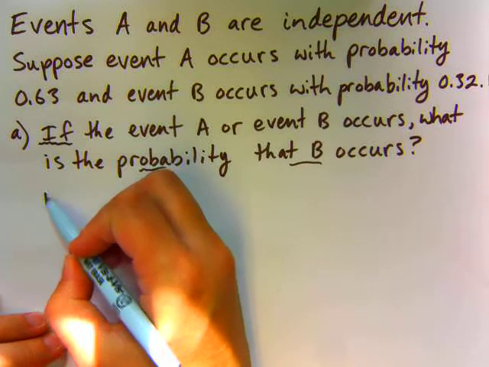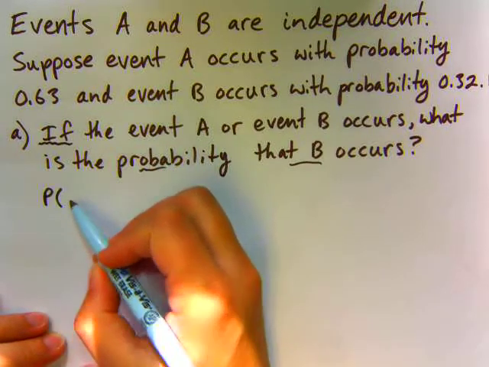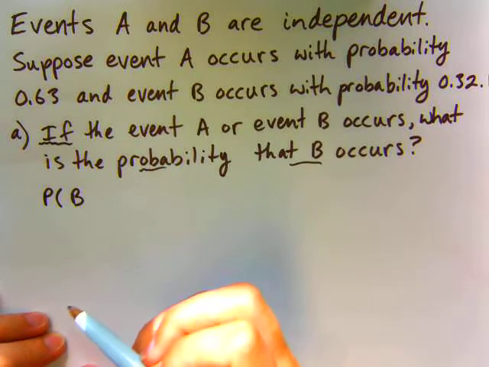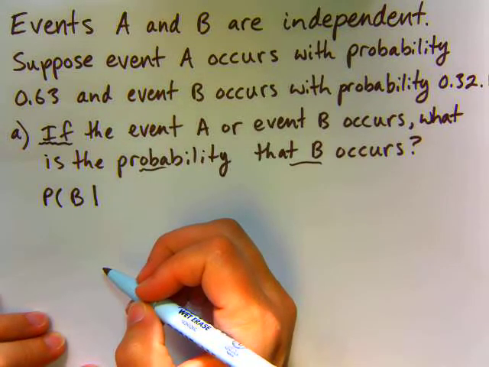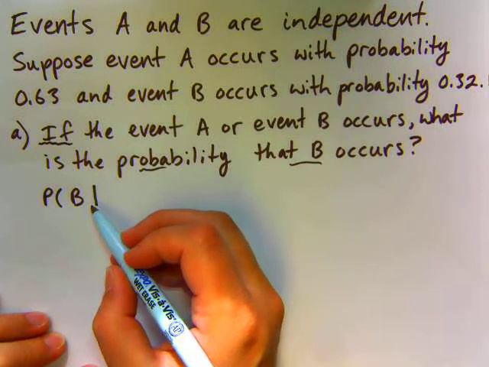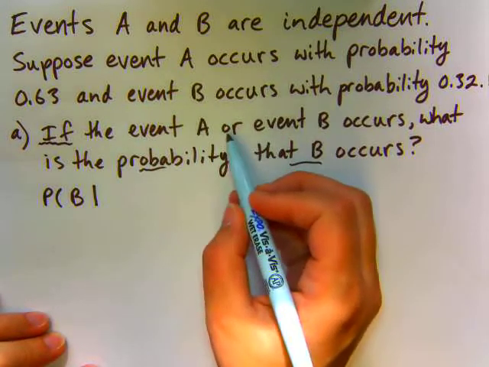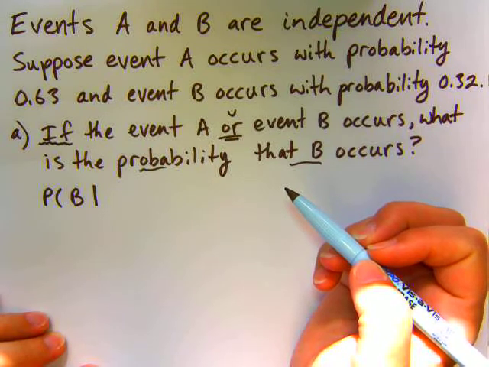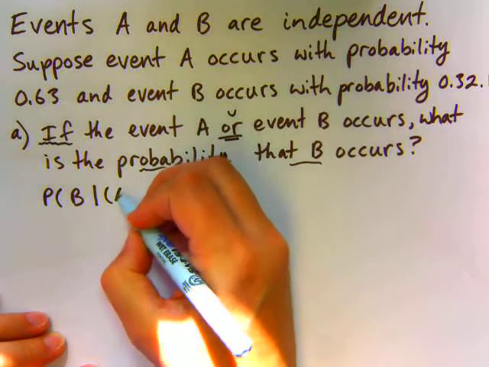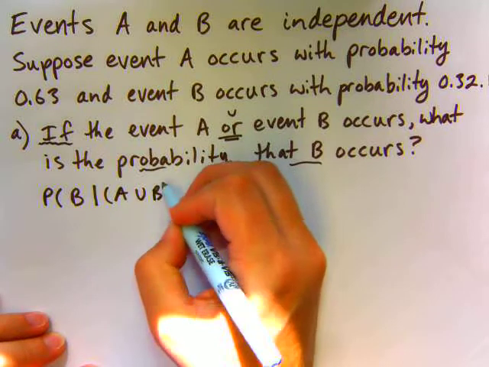So let's write it out with some notation. Here we have the probability of B, that's what we're looking for. If that, that's our condition. We have that vertical bar, straight up and down, meaning "given that." Event A or B. So "or" is your union between two events. So we have in here A union B.